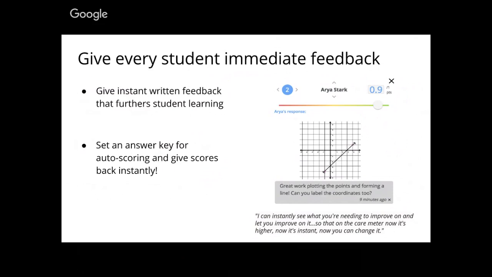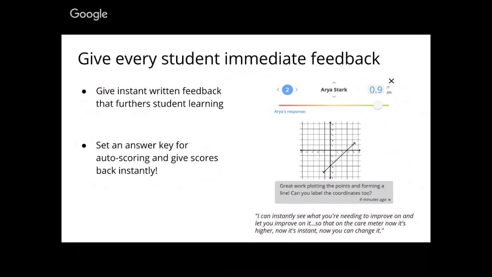So this would be an example of another type of response a student can give. They can plot on a graph, and the teacher, that gray box right there, would be the teacher's instant feedback. So the student could be in the process of writing this. They could be plotting this. They could be just newly submitting it. And the teacher can pop right in and say, great work plotting those points and forming a line. Can you label the coordinates too?